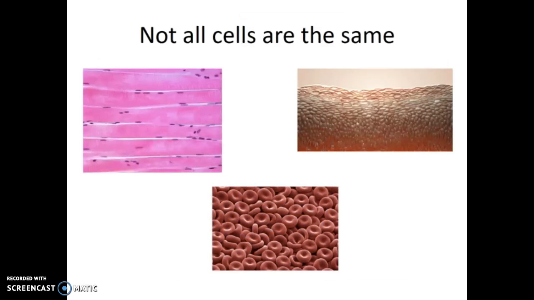Next thing I wanted to touch on is that not all cells are the same. Whenever you see a picture of an animal cell, it's going to look like the one I showed you at the beginning of the lesson. Well, here we have smooth muscle, skeletal muscle, skin, and red blood cells, all very different, all with different jobs. And since they have different jobs, the organelles you would find in each are different and in different quantities.